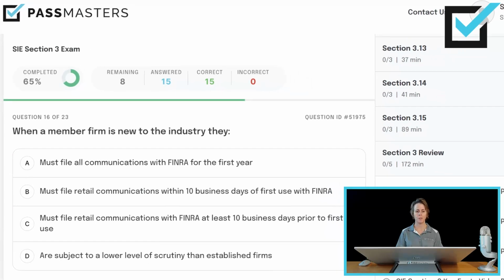When a member firm is new to the industry, they must file all communications with FINRA for the first year, must file retail communications within 10 business days of first use with FINRA, must file retail communications with FINRA at least 10 business days prior to first use, or are subject to a lower level of scrutiny than established firms. Well, that's definitely false. They're subject to a higher level of scrutiny during the first year. They don't have to file all communications, however. They have to file retail communications with FINRA at least 10 business days prior to first use during their first year of business.